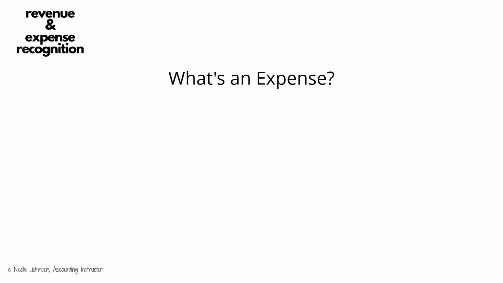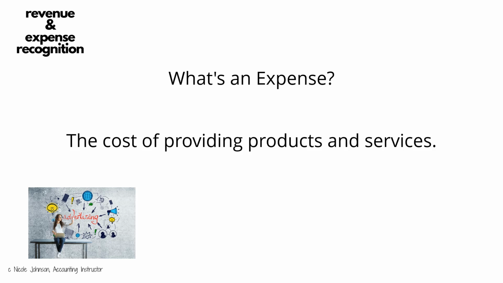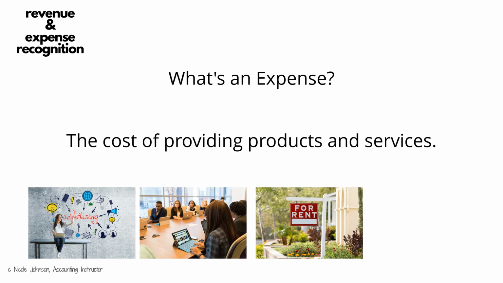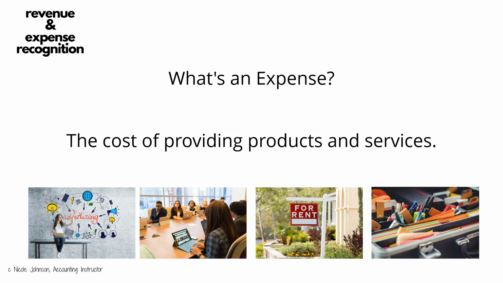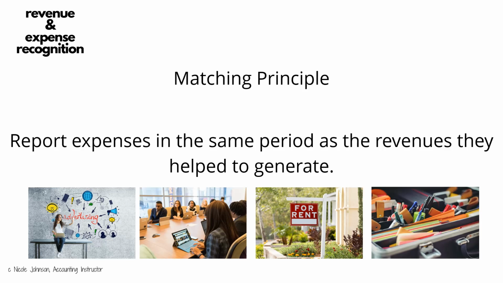Now let's move on to expenses. What's an expense? It's the cost of providing products and services. It could be like advertising, employee pay, rental expenses, and office supplies. What's the matching principle? That's where we report expenses in the same period as the revenues they help to generate.